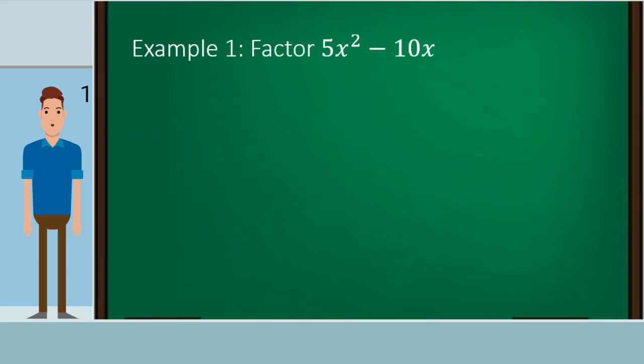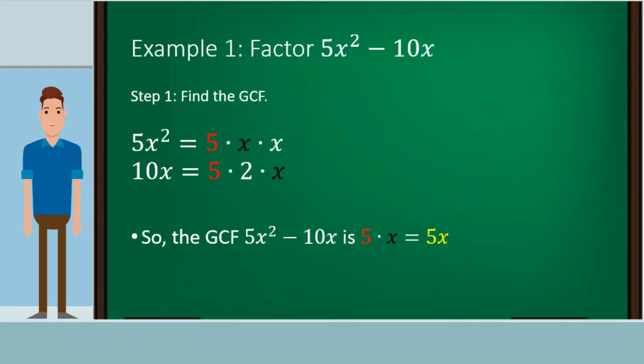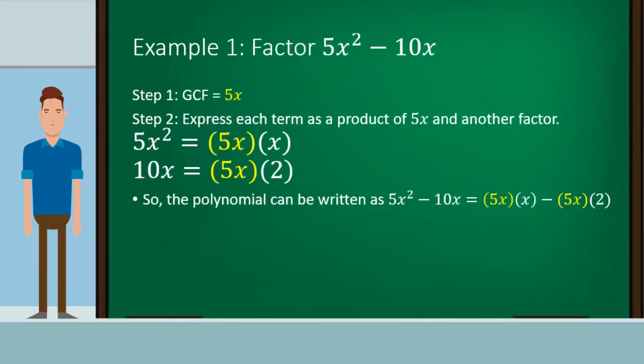Example 1, let us factor 5x^2 minus 10x. Step 1, find the GCF. 5x^2 equals 5 times x times x, and 10x equals 5 times 2, times x. So, the GCF of 5x^2 minus 10x is 5 times x, or 5x. Step 2, express each term as a product of 5x and another factor. So, the polynomial can be written as 5x^2 minus 10x equals 5x times x minus 5x times 2.